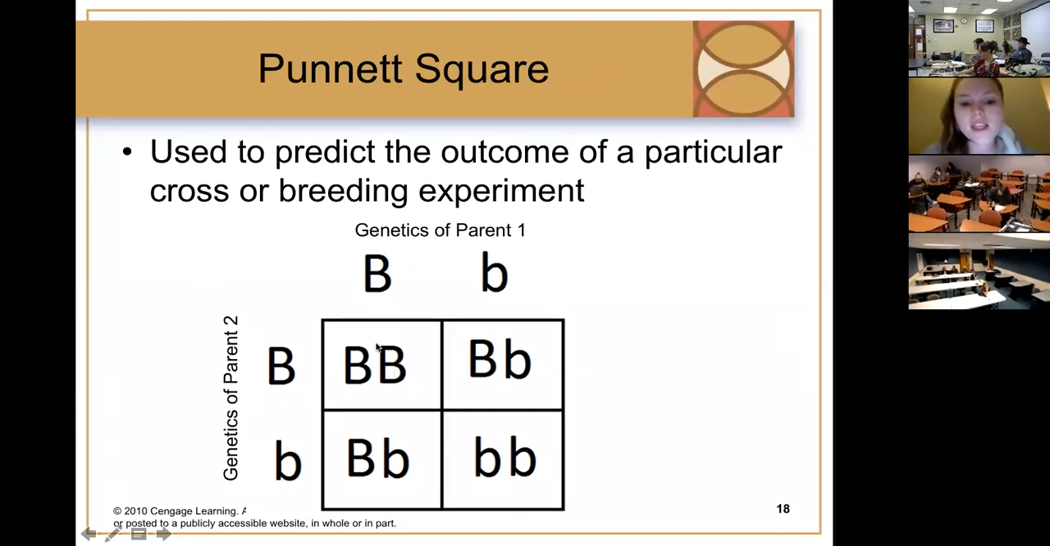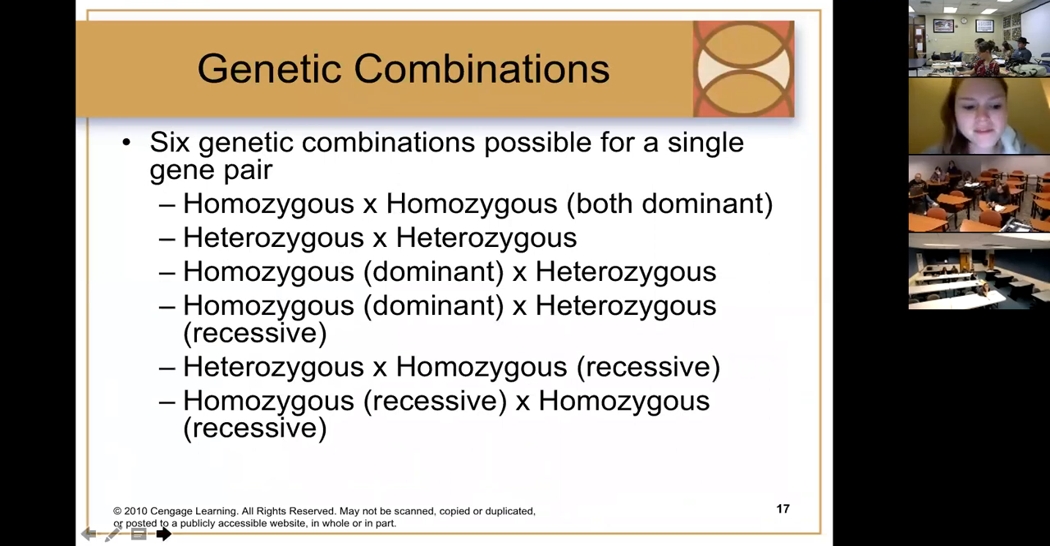So this capital letter and lowercase letter are different. Would this parent be homozygous or heterozygous? Heterozygous, right, exactly, because they're different. So this parent would also be heterozygous. So this would be a heterozygous times a heterozygous combination, like we talked about on the previous slide.